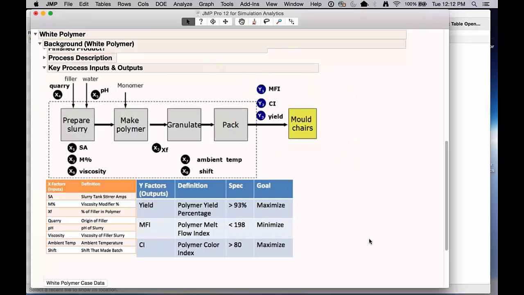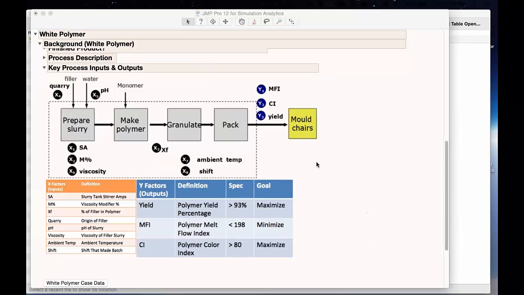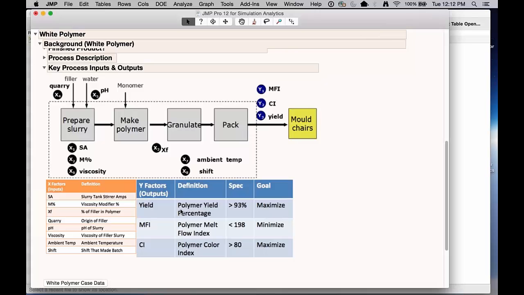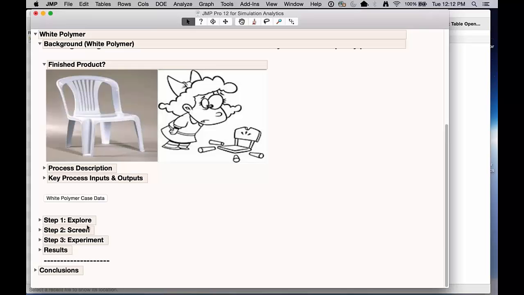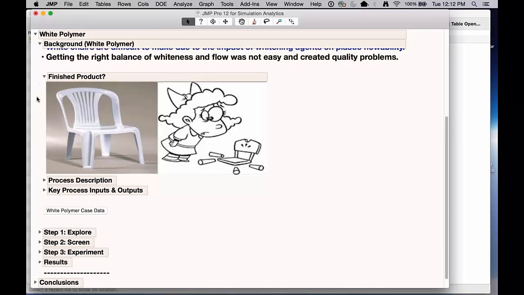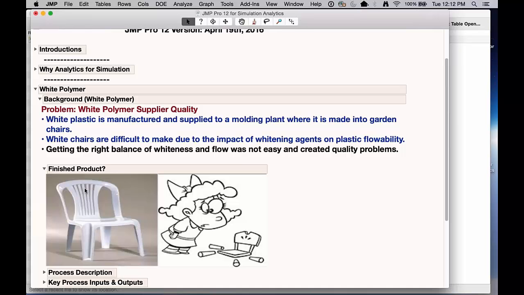Of course, there are competing outputs here. My yield, I'd love to be above 93%. My melt flow index, I'd love to be below 198. That has to do with how well the thing flowed and molded and how strong it is. And then the color index, I'd love to be above 80. Does this chair actually look white, or is it purplish or gray, and people won't buy it? So we have some competing outputs, so not necessarily the most simple process to work on. Well, let's see what we can do about it.